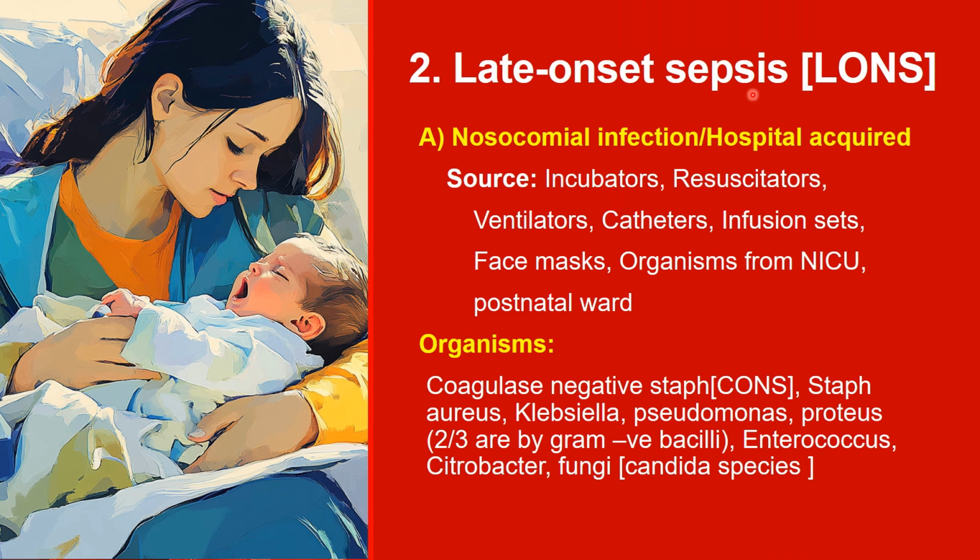Now come to late onset neonatal sepsis. This can be nosocomial or hospital acquired. Here the sources are incubators, resuscitators, ventilators, catheters, infusion sets, face mask, organisms from NICU and the postnatal ward. And the common organisms involved are coagulase negative staphylococcus, Staphylococcus aureus, Klebsiella, Pseudomonas, Proteus, Enterococcus, Citrobacter, and then fungus. And two-thirds of organisms are gram-negative organisms. So always try to cover the gram-negative organisms along with the Staphylococcus if it is a late onset neonatal sepsis.